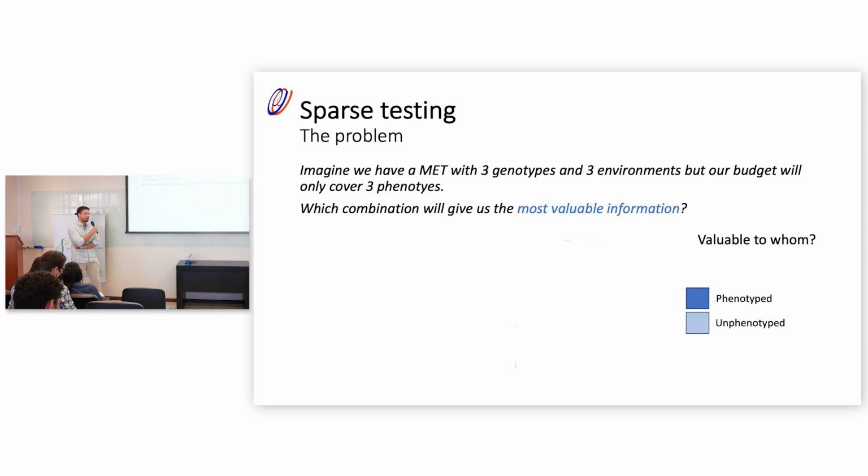So imagine this problem in which we have just 3 genotypes and 3 environments, but we have a budget for just 3 phenotypes. A phenotype is the combination of a genotype in an environment. So imagine that we can plant only 1 genotype per environment. Which combination is going to give us the most valuable information?